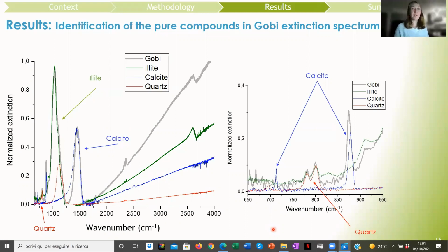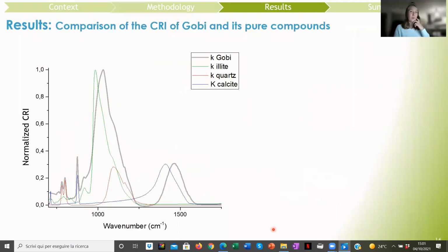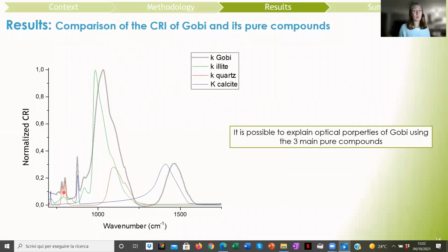So it seems to work for the extinction spectra. Let's have a look at the complex refractive index. I chose to only look at the imaginary part. So here we have Gobi again, and it seems we can also explain the kappa of Gobi with the different kappa of the pure compounds. Also this feature of quartz, which is also here, and the double peak here. So it's possible to explain the optical properties of Gobi using the three main compounds we chose.